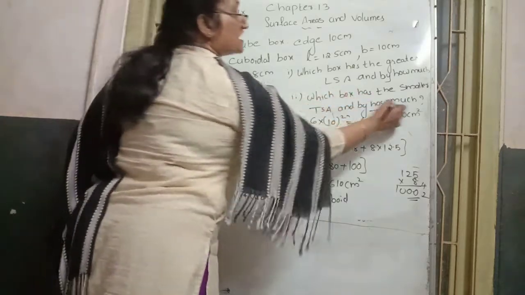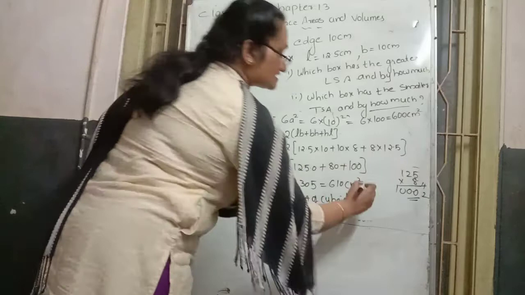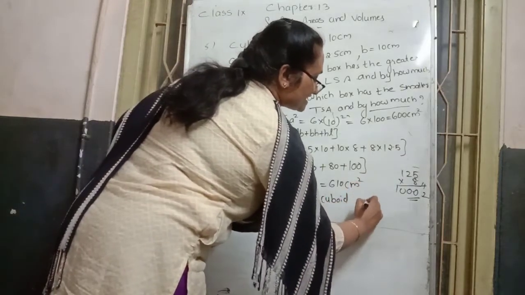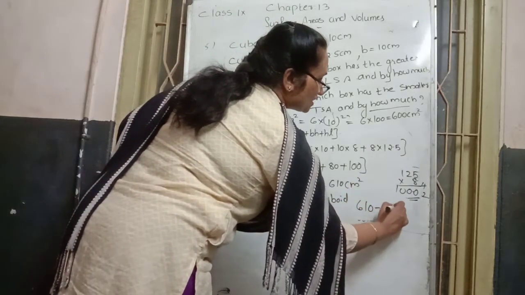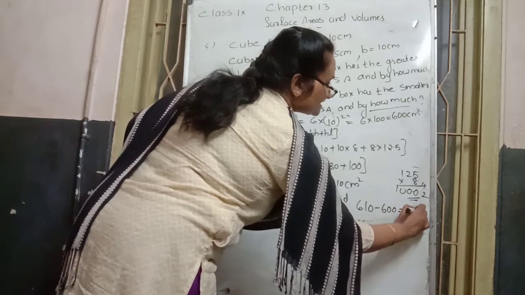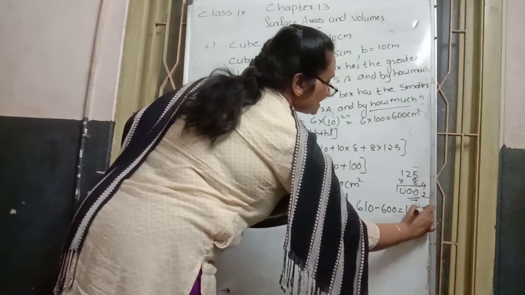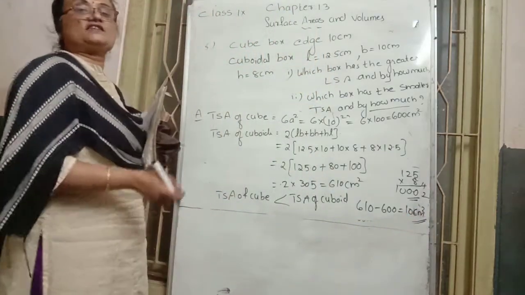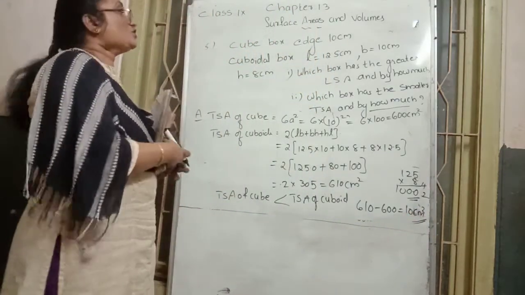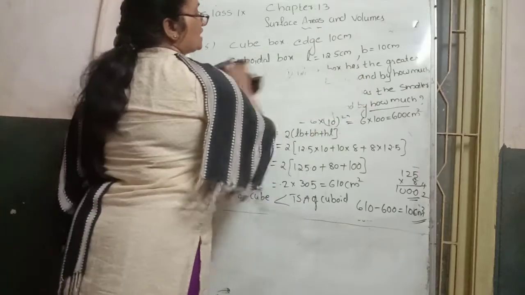By how much are they asking? They are asking for the difference. So how do we find the difference? Bigger number minus smaller number. So how much is the difference? The difference is 10 centimeter square. In this way we solve that question. I hope you can understand the fifth problem.